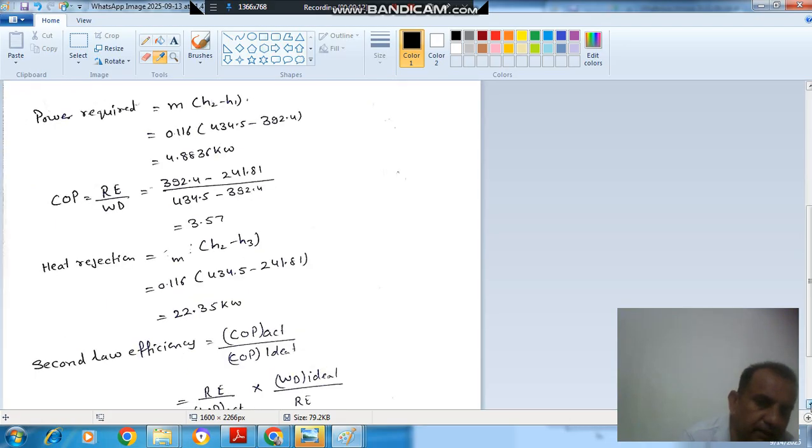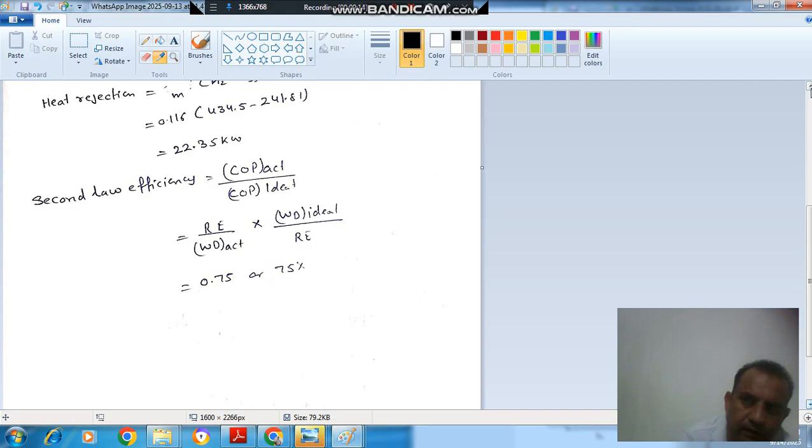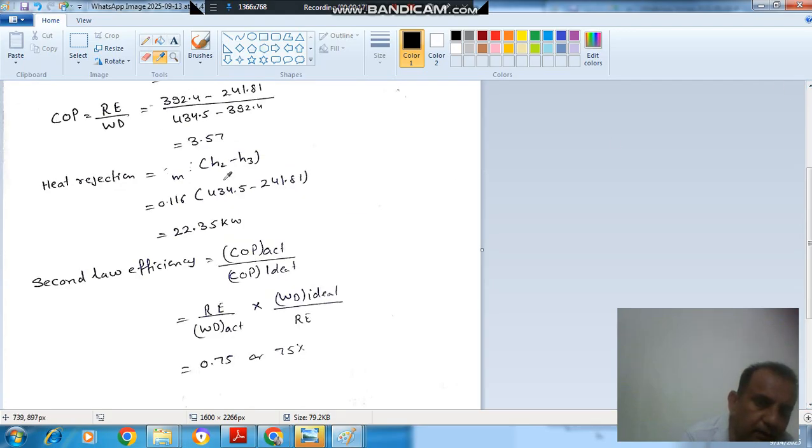So next is heat rejection. For heat rejection we will take the condenser part. So enthalpy drop in the condenser is H2 minus H3 multiplied by m. That will come out as 22.35 kilowatt. And second law efficiency is actual COP by ideal COP. Actual COP is refrigerating effect by actual work done, and ideal COP is refrigerating effect by ideal work done. So the refrigerating effect will cancel out, and ideal work done by actual work done is the efficiency of the compressor, that is given 0.75. So the second law efficiency is the same as the efficiency of the compressor, that is 75%.